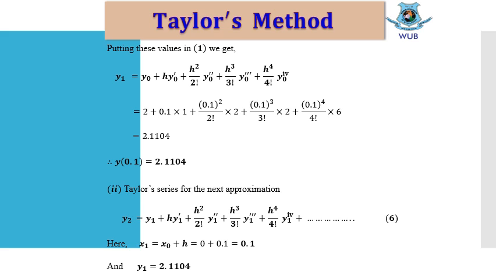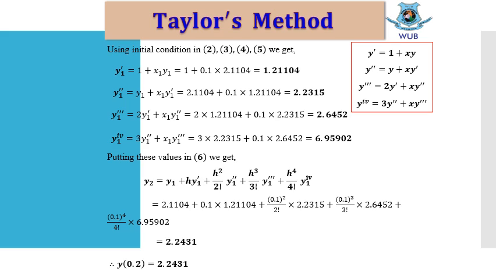Now we have to find our second value, which is y at x equals 0.2, and for this we simplify the Taylor series and put all the values in the equation. We already have y1 equals 2.1104. So all the values that we have, we put in equations 2, 3, 4, 5, and we can get a single value, and when we put all these values in the Taylor series, we get our desired result.